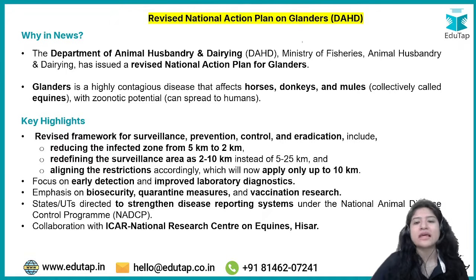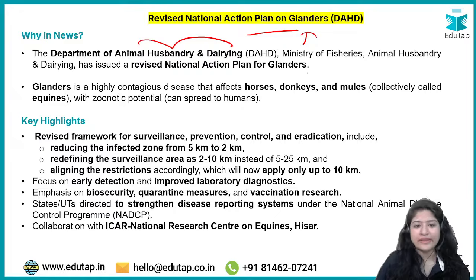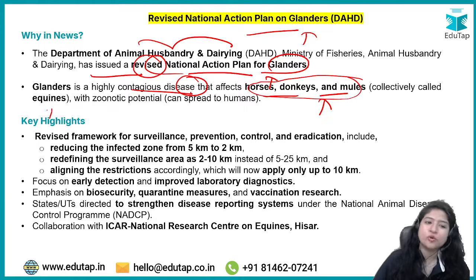Second is the revised national action plan on glanders. So basically, the Department of Animal Husbandry and Dairying has issued a revised national action plan for glanders. What is glanders? It is a contagious disease that affects horses, donkeys, and mules. Cumulatively, they are known as what? They are known as equines.